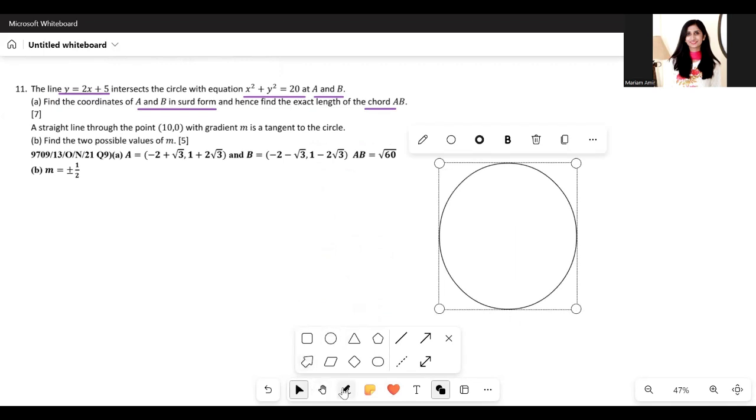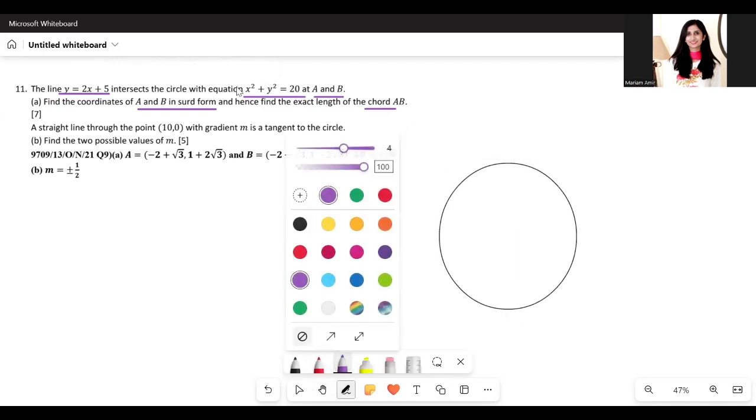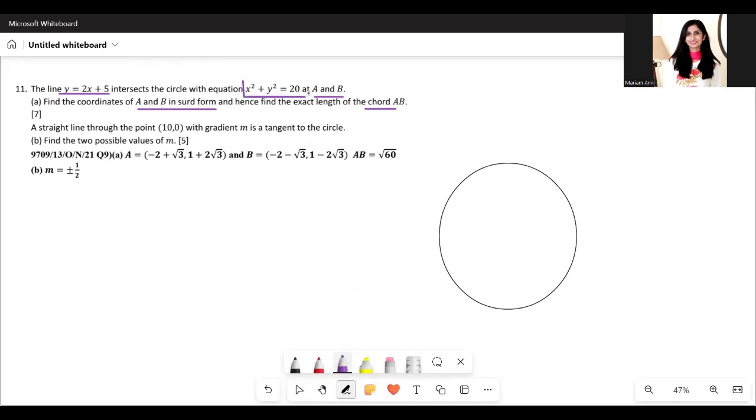From this expanded form of a circle equation, we should be able to state the center and the radius. Since there's nothing adding or subtracting with the x and y, the center is (0, 0), and the radius is going to be the square root of 20 because this is actually radius squared. So the radius is square root of 20. So we have a circle with center (0, 0) and radius square root of 20.